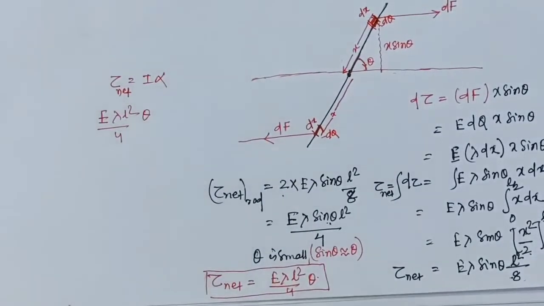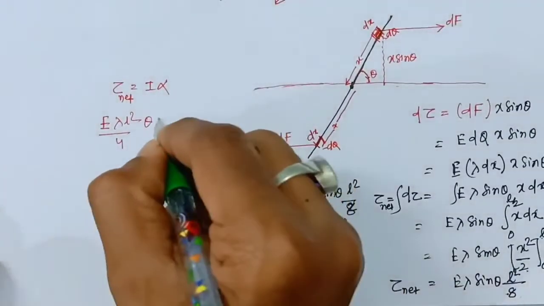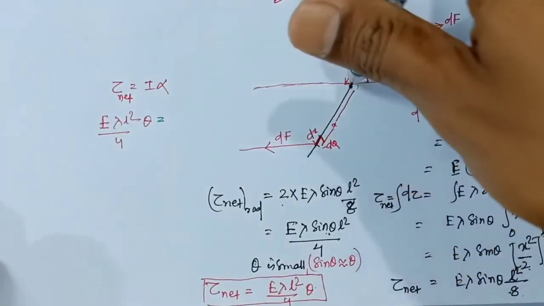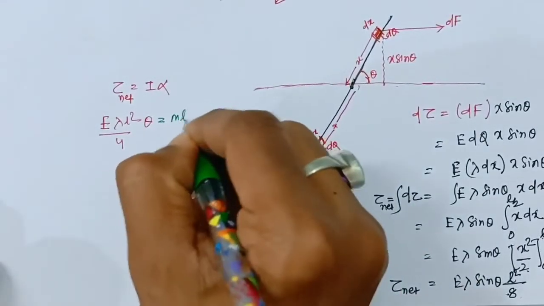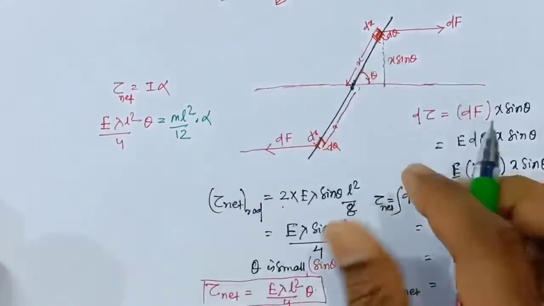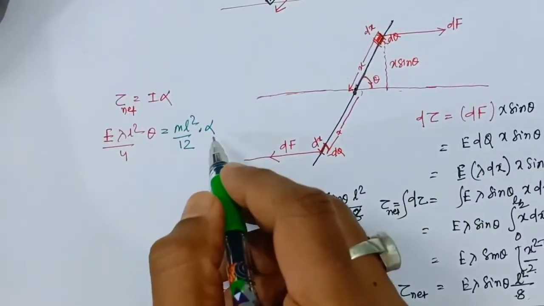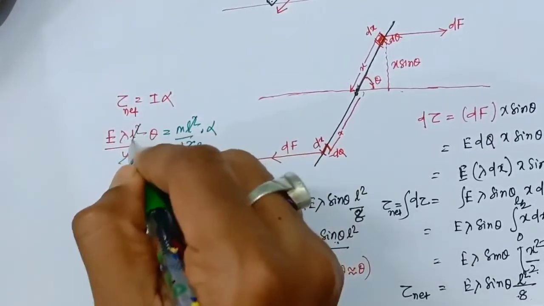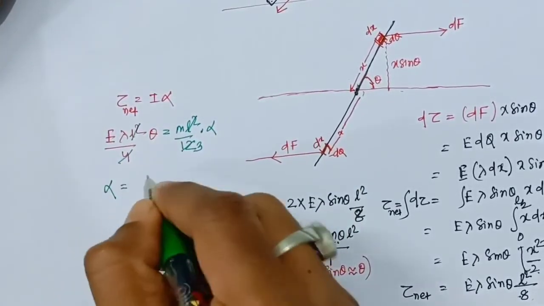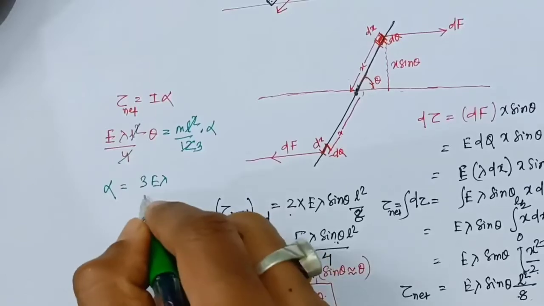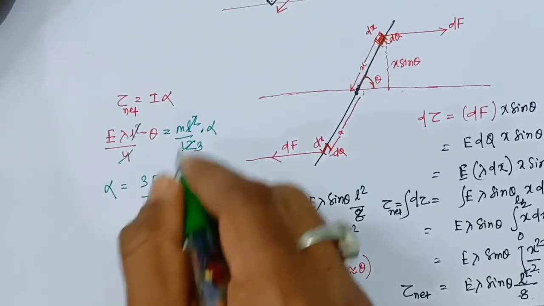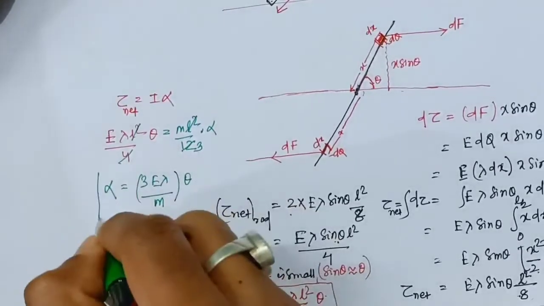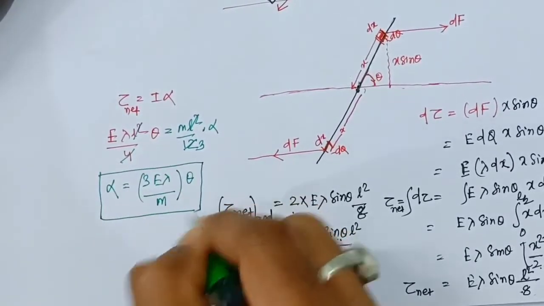And what is the moment of inertia? The moment of inertia of the rod about the mid section can be written as m L square upon 12, into alpha. Solving this equation, I will get the value of alpha. This is 4, this is 3, and L square cancels. So the expression of alpha comes as 3E lambda upon m, and theta is here. This is the expression of the angular acceleration.